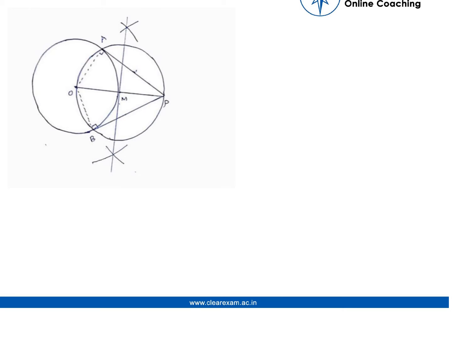So we first draw a circle of 3.5 centimeter radius. Here is a radius and we draw a circle. And here is the circle which is drawn.